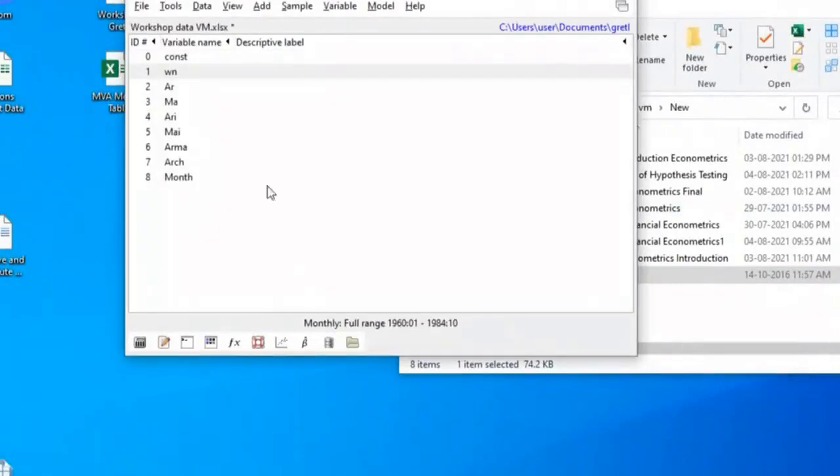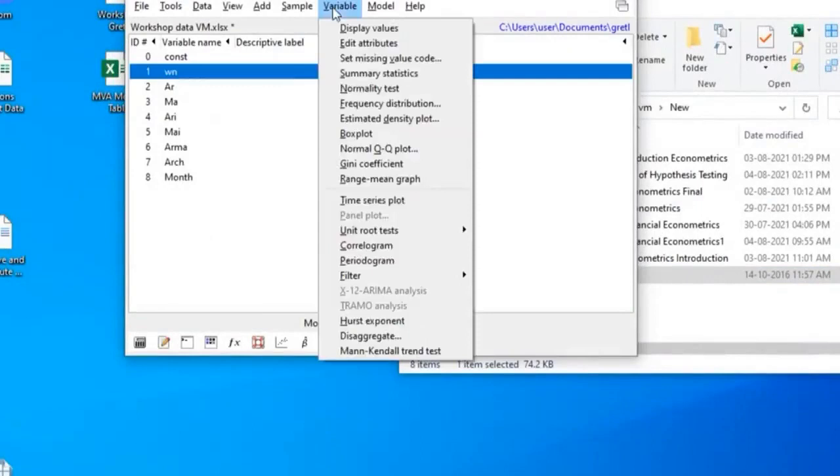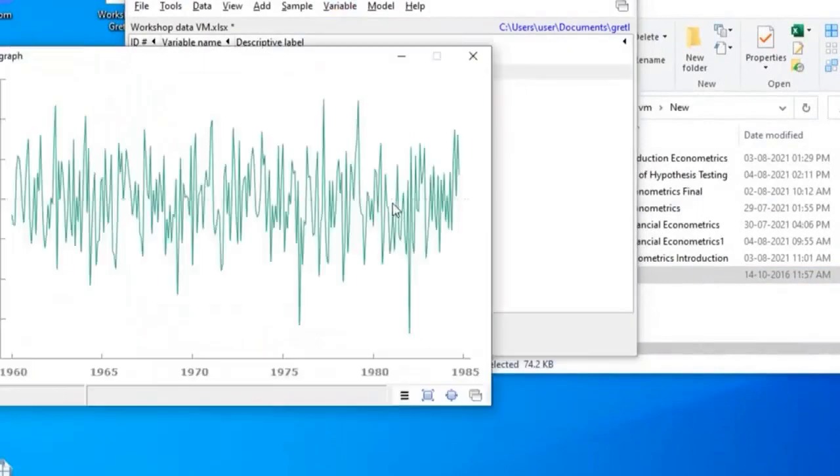So we have these data sets. And I shall show you the correlogram and also the unit test for some of these variables. So first let us consider WN. Go to the variable. We can have a time series plot. Okay. So this is the time series plot.